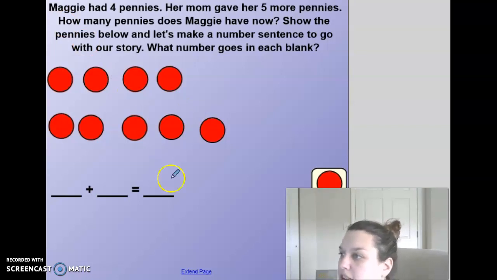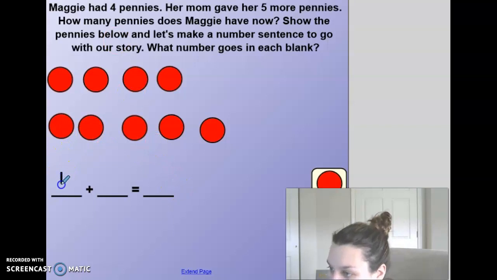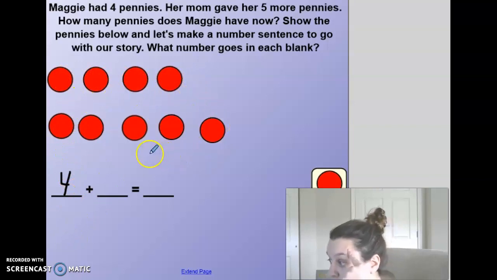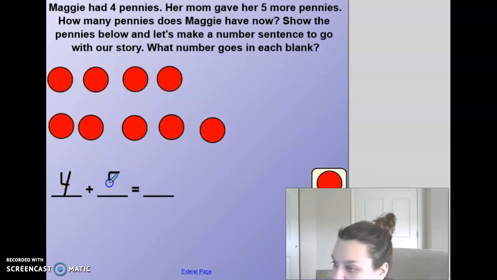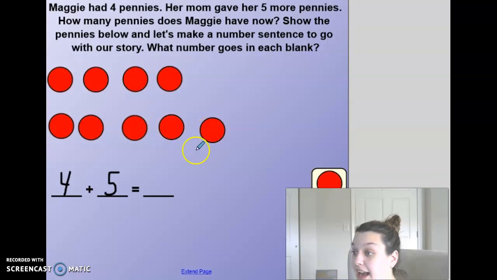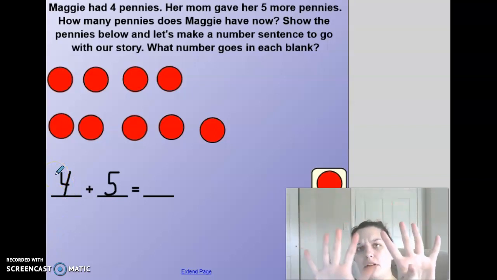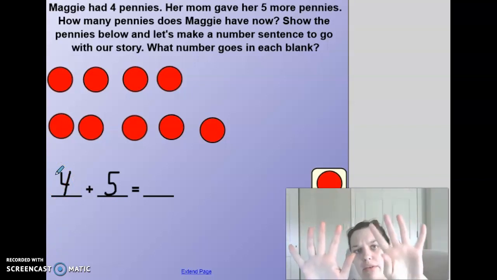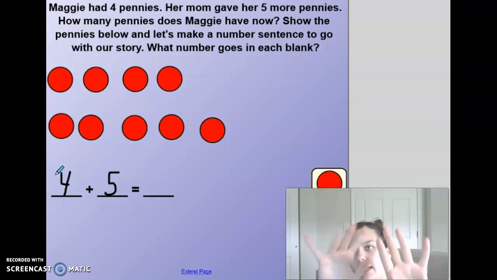All right, let's see. So she had 4. And they're up here. 1, 2, 3, 4. And then her mom, I remember, gave her 5 more. So 4 plus 5. 1, 2, 3, 4, 5. I was right. And then I will need to count how many in all. I'm going to try it on my fingers first. 4 and 5 equals 1, 2, 3, 4, 5, 6, 7, 8, 9.